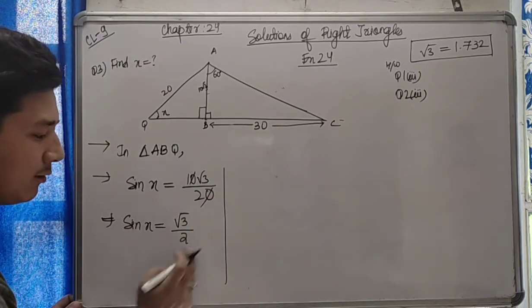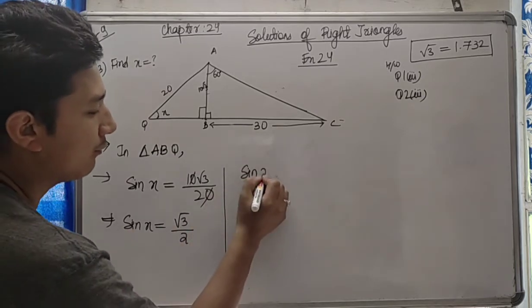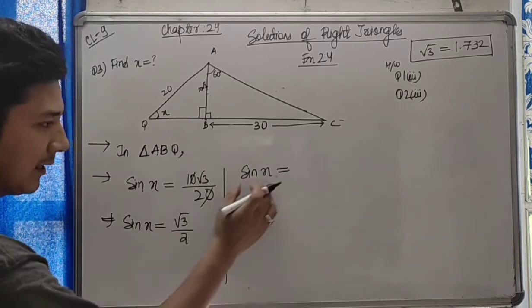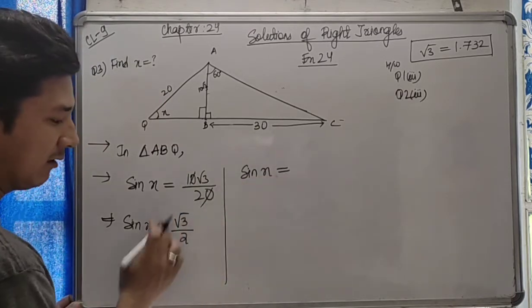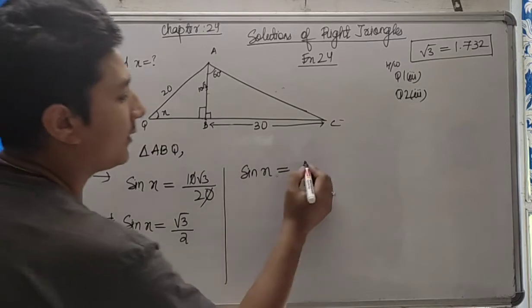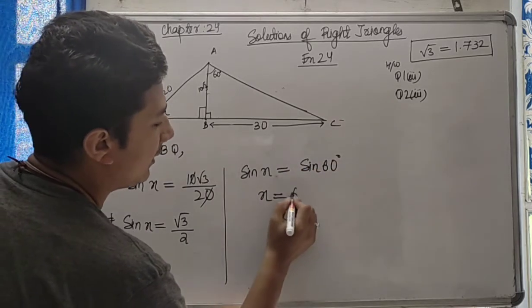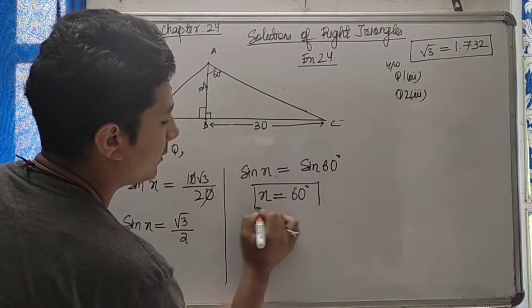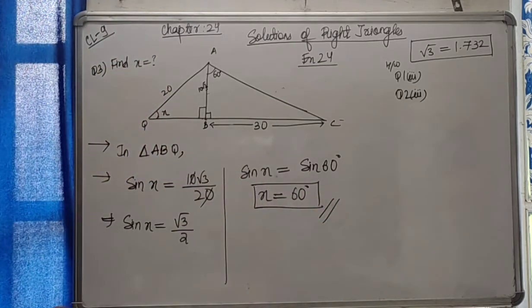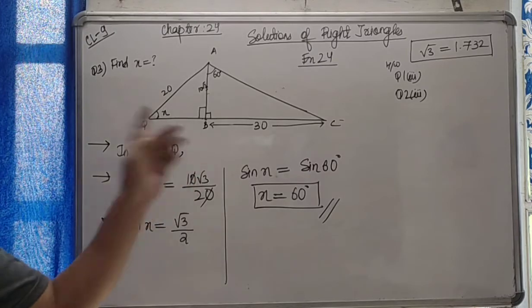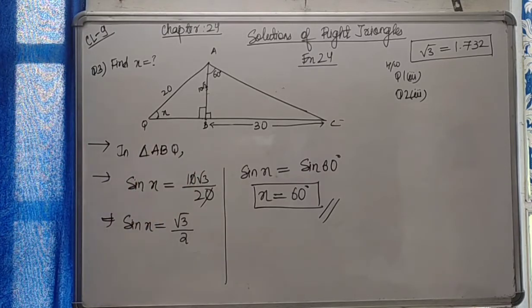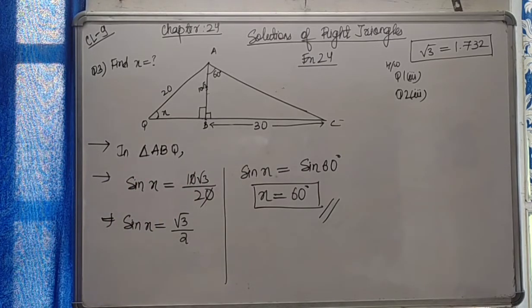Sine of which angle is root 3 by 2? Sine x is sine x, but sine of which angle is root 3 by 2? Sine 60 degree. So therefore removing sine on both sides, I'll get x equal to 60 degree. I hope you're clear with this, boys. So hence the value for x is how much? x is 60 degree. So please pause the video and note it down.